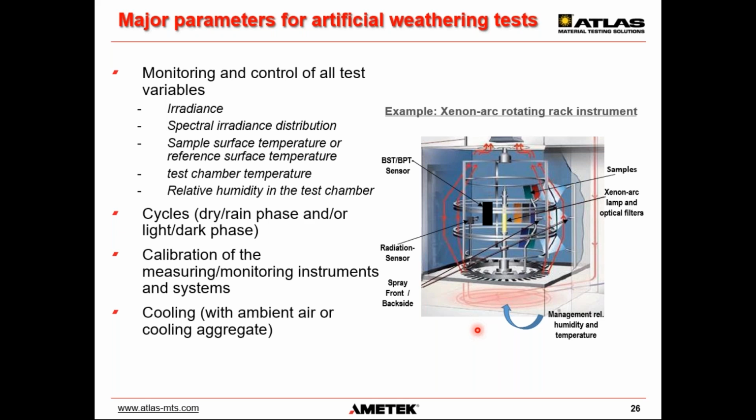The key variables that you need to focus on for laboratory accelerated weathering, first and foremost, is the variables for monitoring, controlling all test variables, for controlling irradiance, your spectral power distribution, which tells you which filters to use, what your sample surface temperature, your reference surface temperatures should be, your test chamber temperature, your ambient temperature, and your relative humidity.